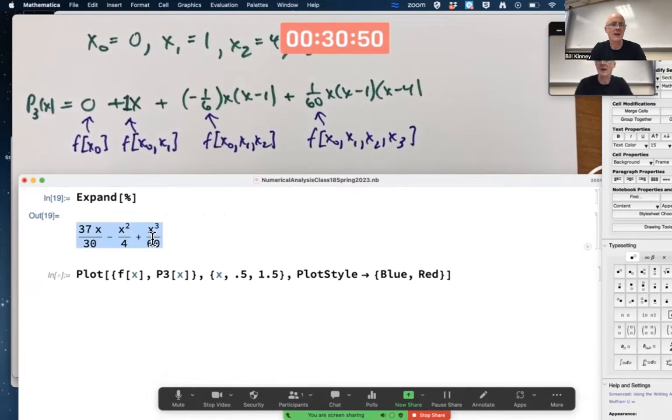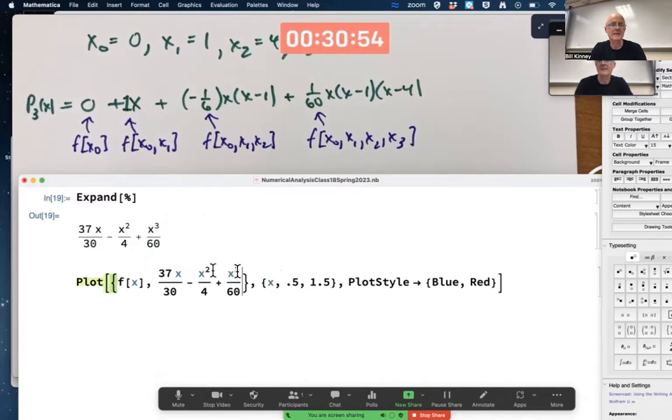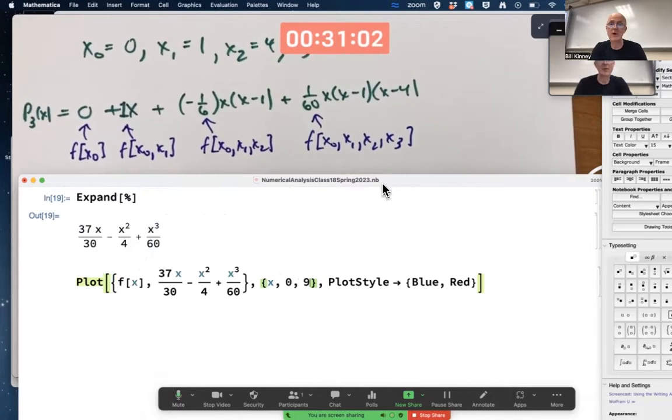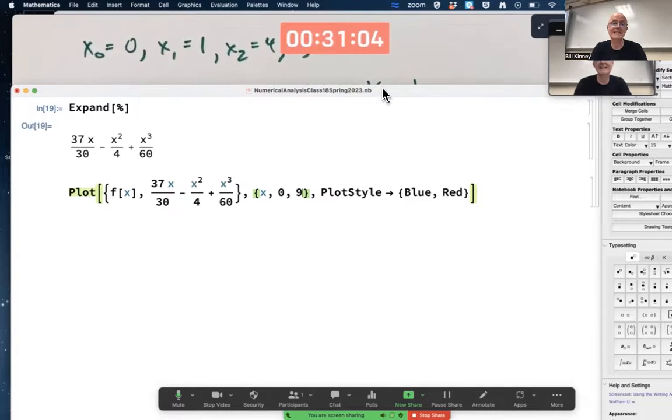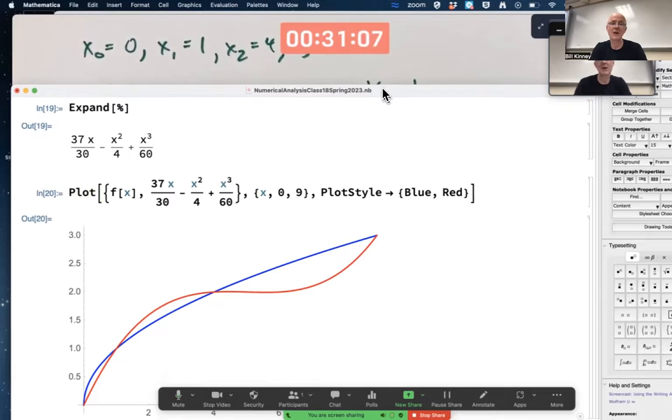I could call this P3. I'll just copy and paste it right here. See how it does on the entire interval from 0 to 2. Or 0 to, we should go 0 to 9, shouldn't we? Does it do pretty well in the entire interval from 0 to 9? Let's see. Not so well. It's kind of a big interval, though. That's why.